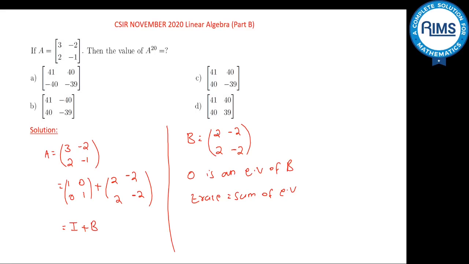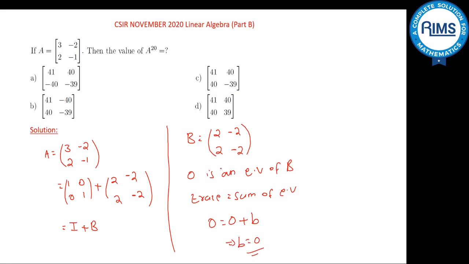What is the trace of this matrix? 2 minus 2, that is 0. That is, 0 equals the sum of eigenvalues. One eigenvalue is 0 and the remaining eigenvalue is, say, b. That is b plus 0 equals 0, that implies b equals 0. So we get that both eigenvalues of this matrix are 0.